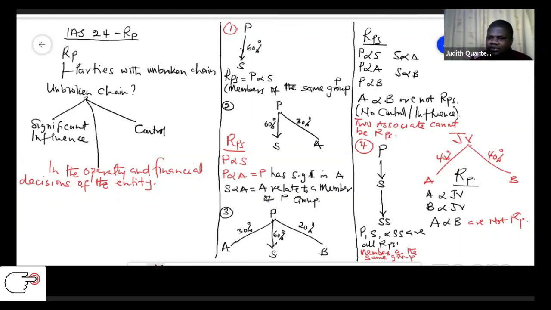So these are the drawings that I'll give you. We have established the following. Members of the same group are related parties. Once an entity is related to a member of a group, then that entity is related to all the members of that group. Here we establish that two associates cannot be related parties. Here we established that the parent, subsidiary and sub-subsidiaries are all members of the parent group, and for that matter, they are all related parties. Here we have established that a joint venture is jointly controlled. The joint venturers who jointly control a joint venture are not related parties because there is no unbroken chain between them.